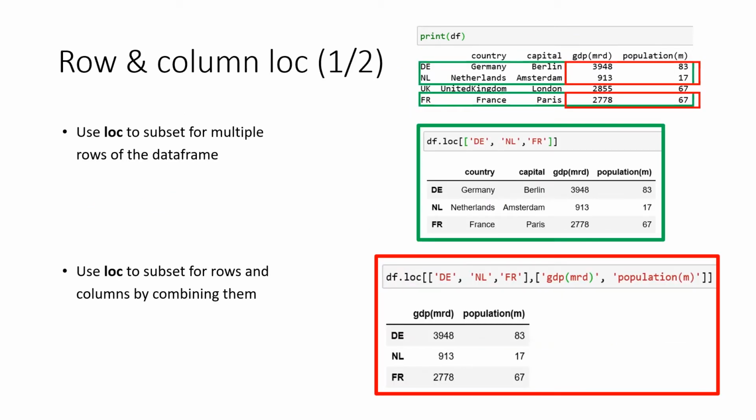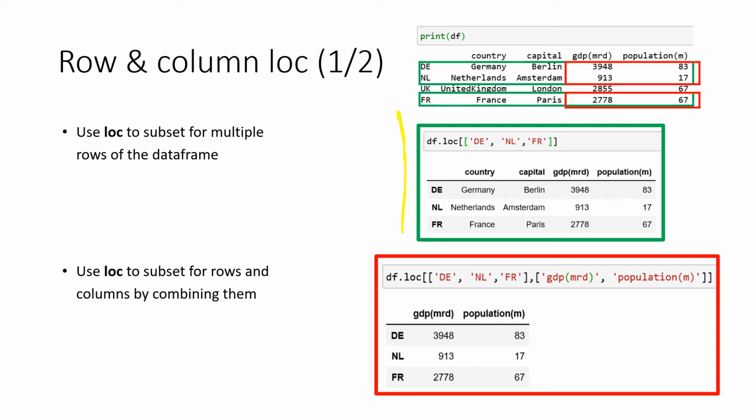If we want to select through loc multiple rows or multiple elements, we can do this too. First, you can see in the blue and the green example, we first apply the loc function again, and then we want to subset for each row. In this case, it's DE, NL, and FR. And if we look at the data frame at our output, we can see that all values are included, including DE, NL, FR, and all column values are included again.